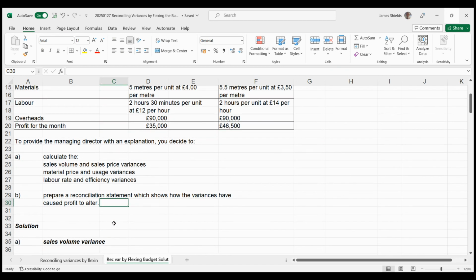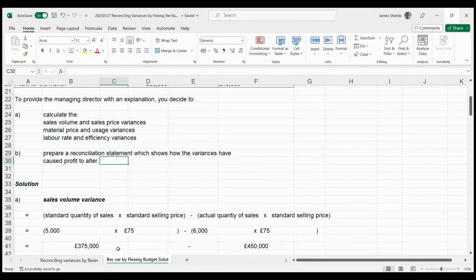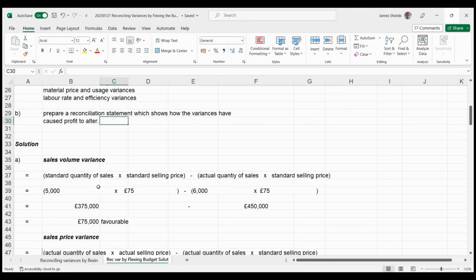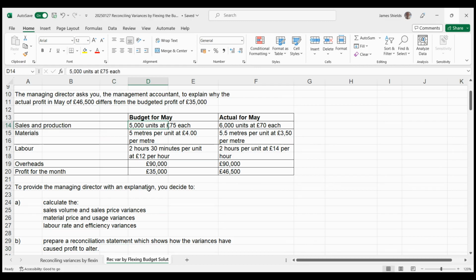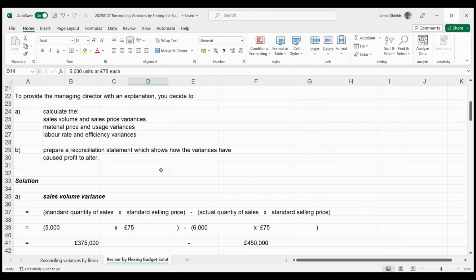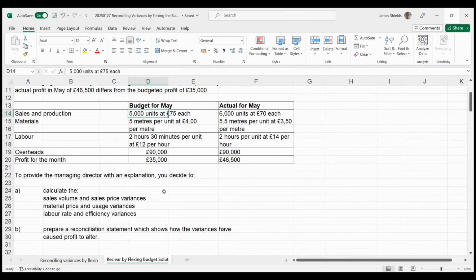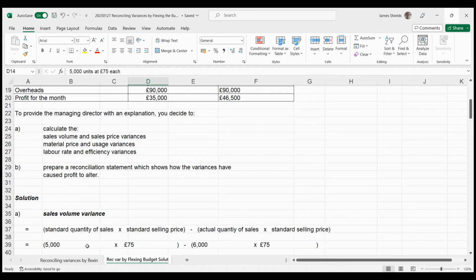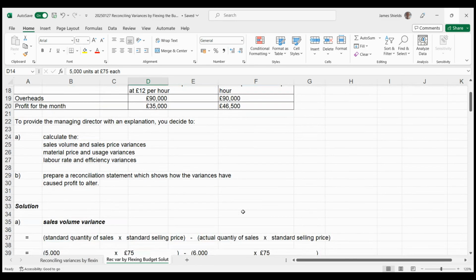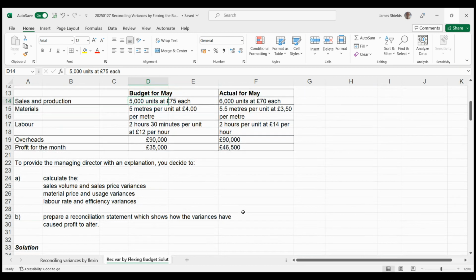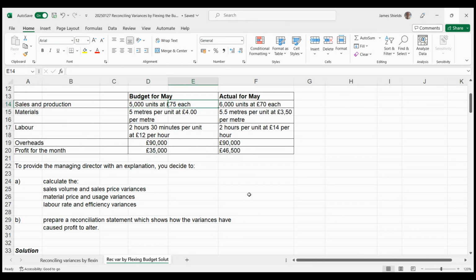Right, solution now. So the sales volume variance is the first one. Now to do the sales volume variance, you've got the standard quantity of sales times the standard selling price. So the standard quantity of sales, we go back to the question, let's go to the budget amount, was 5,000 units. And the standard selling price was £75. So it's going to be 5,000 times £75. The actual quantity of sales, I go back, was 6,000 units times the standard selling price. And again, that was our £75 here.